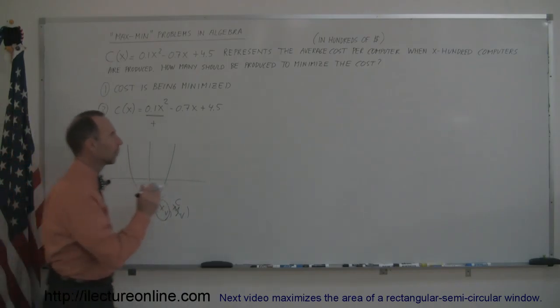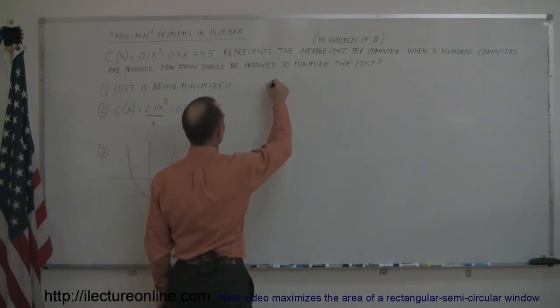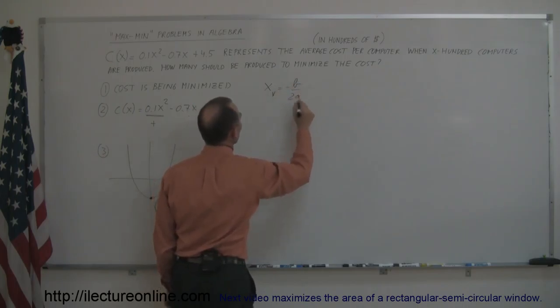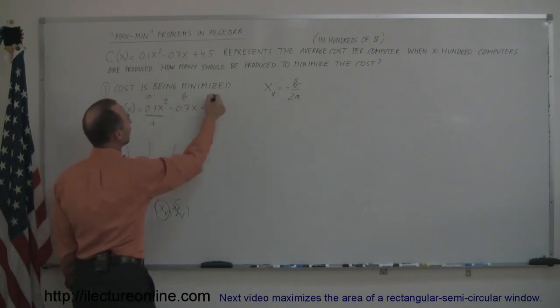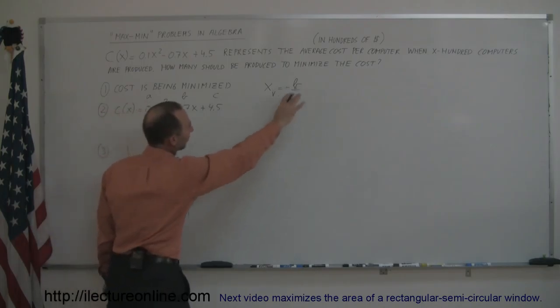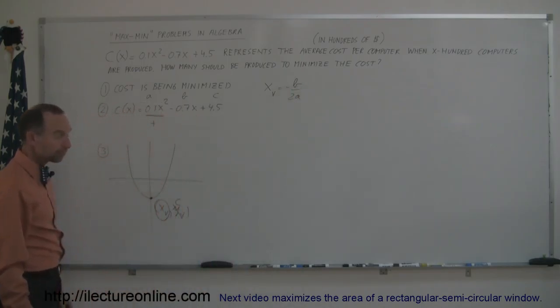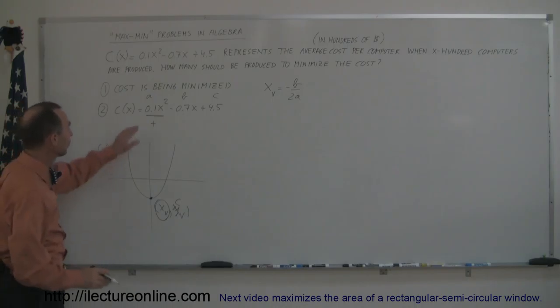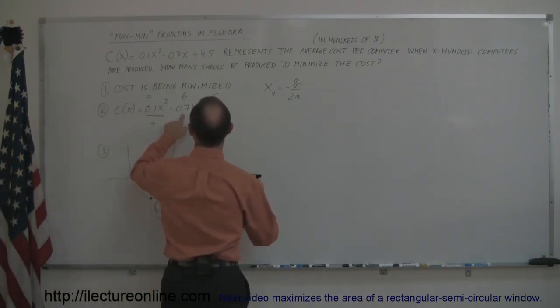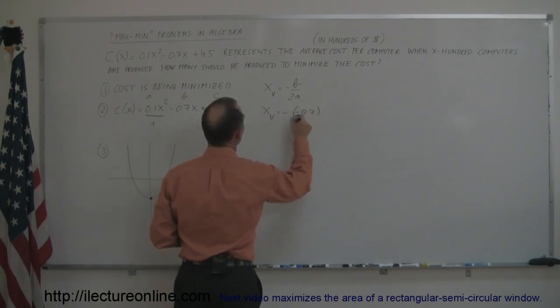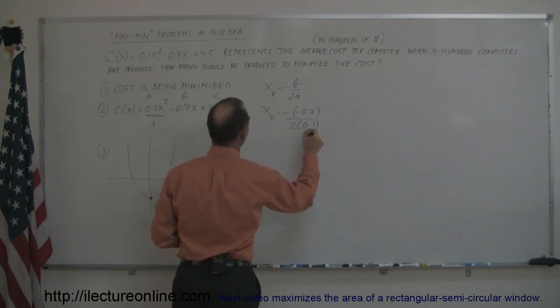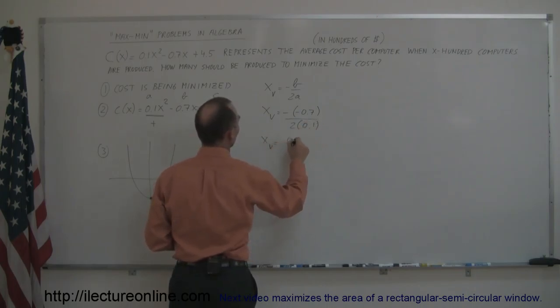If we remember right, the equation to find the x coordinate of the vertex, x of v, is equal to minus b over 2a, where a is the coefficient of the x squared term, b is the coefficient of the middle term, and c is the constant, though we don't need c in this particular case. Now plugging in, a is equal to 0.1, b is equal to minus 0.7, so x sub v is equal to minus times minus 0.7 divided by 2 times 0.1. So x sub v is equal to 0.7 over 0.2.